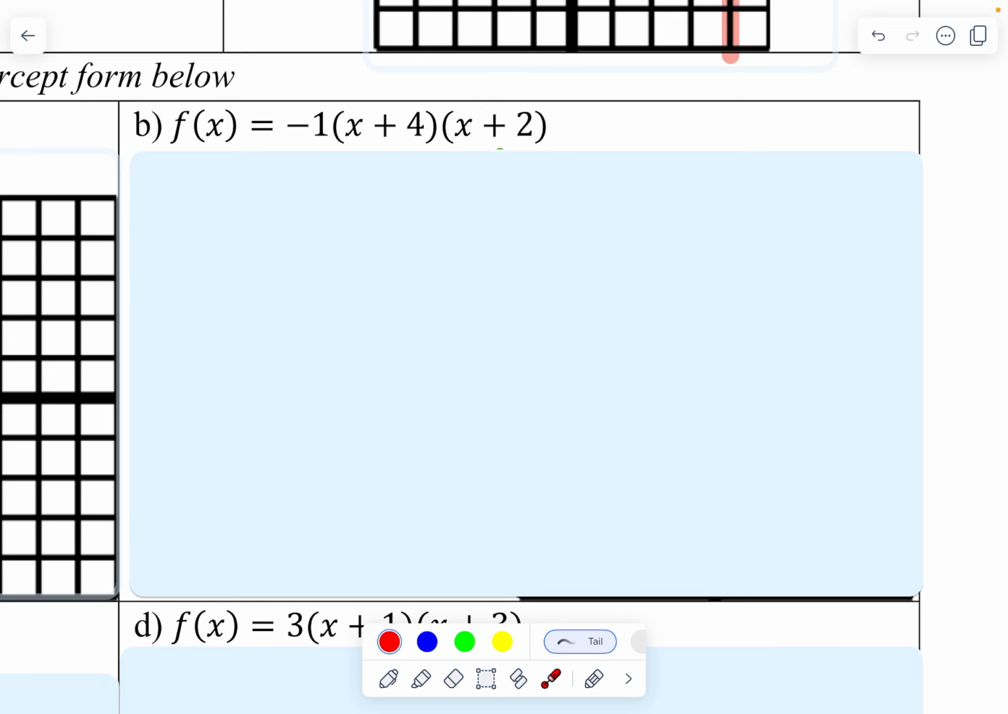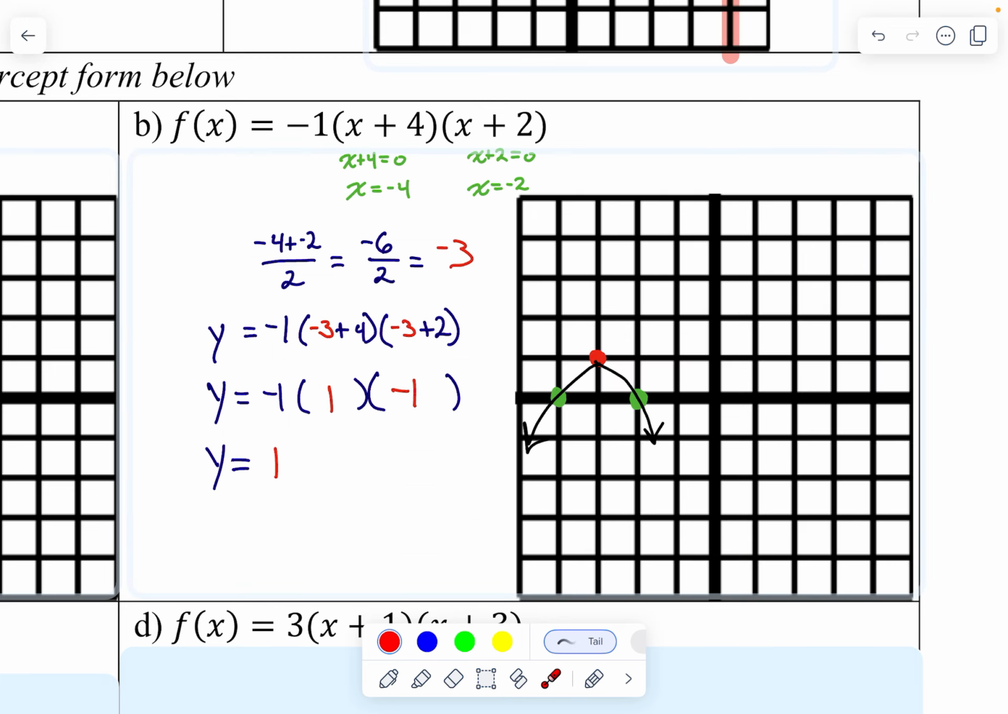I'm going to set x plus 4 equal to 0 and x plus 2 equal to 0. And I get x equals negative 4 and x equals negative 2. I'm going to add -4 and -2 up, and I get -6, and then I'm going to average it. I'm going to split it between those 2 points, and so I find the axis of symmetry is at x equals -3. So I substitute that -3 back in where x was in the original. Now I just calculate to evaluate what y has to be.